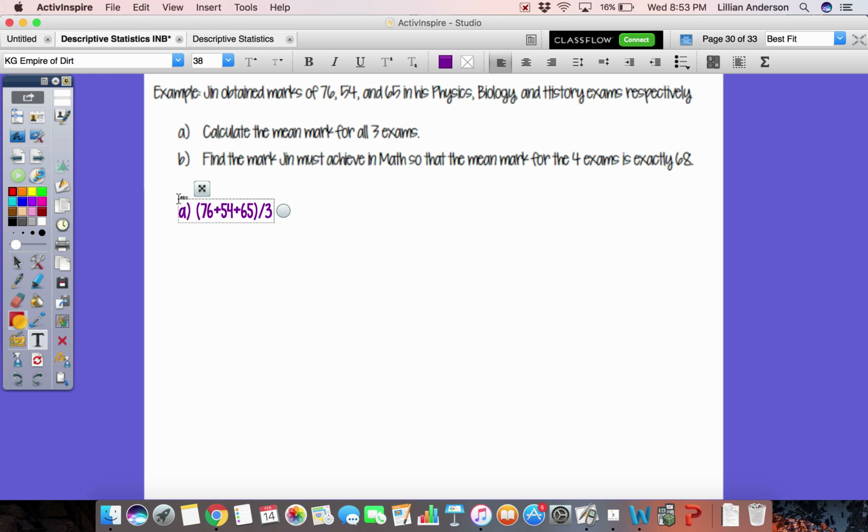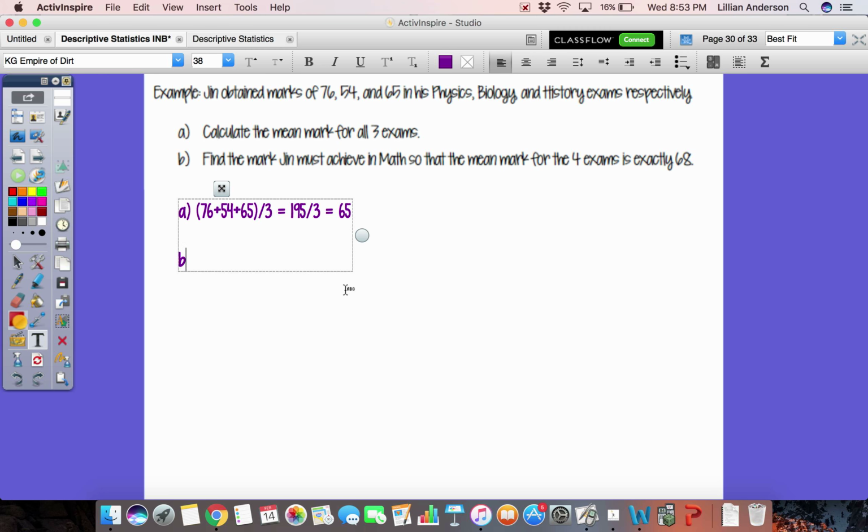So that's 3. So 76 plus 54 plus 65 is 195. And we're going to divide that by 3 to find his mean, aka his average. So his average was a 65. He got basically an average of 65 for all 3 of his exams.